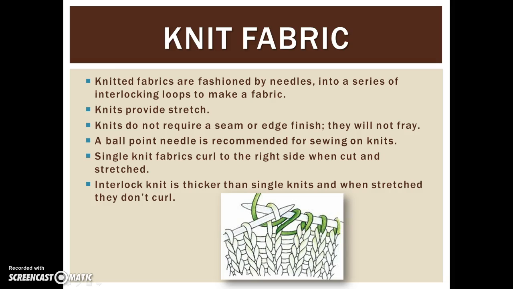Single knit fabrics curl to the right side when you cut them and when they are stretched. So if it's hard to tell the difference between the right or wrong side on a single knit, the direction that the fabric wants to curl up is the right side. An interlock knit is thicker than single knits, and when stretched, they will not curl. An interlock knit sometimes is referred to as a double lock knit, so that both the front and the back side of the fabric look the same and are interchangeable.